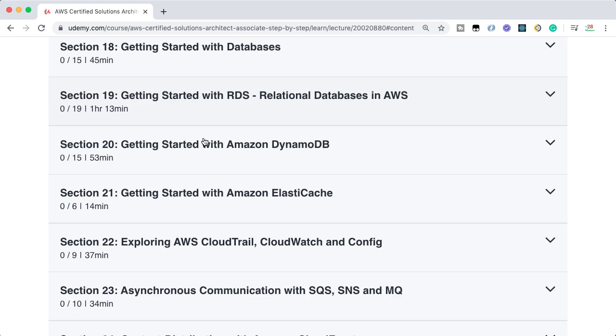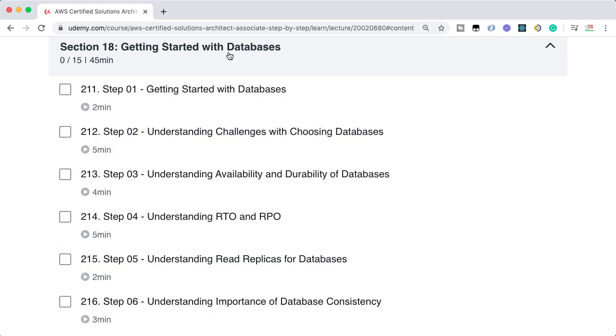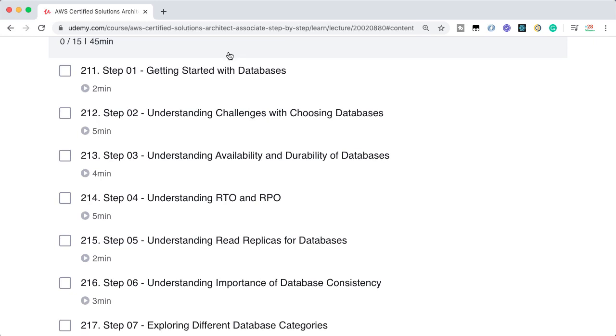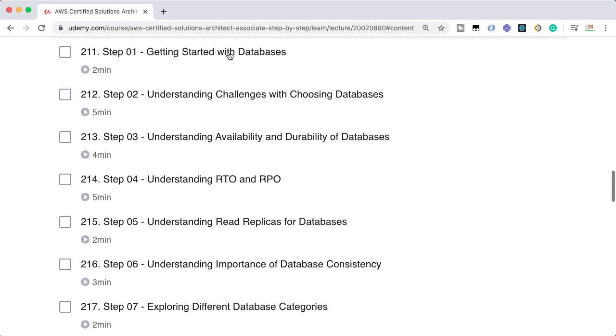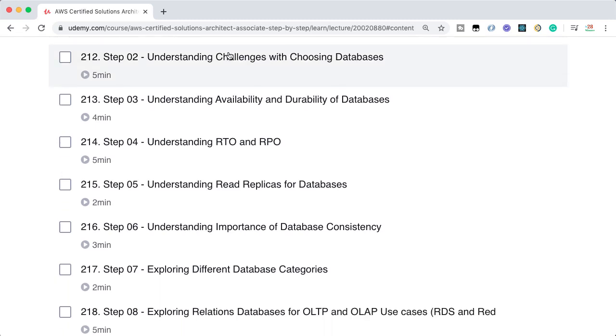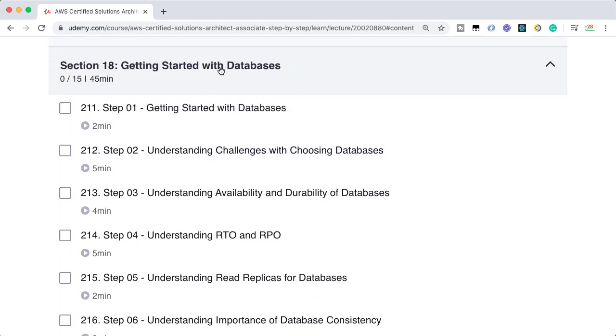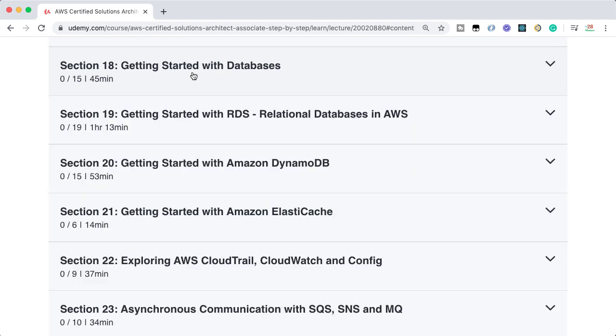We'll be focusing on databases. Section 18 is very important because there are a lot of decisions that you need to make when you are choosing the database. So section 18 is where we discuss that in depth. We'll understand the different challenges in choosing databases, and we'll understand the important architectural terms when it comes to databases. Availability, durability, RTO, RPO, standbys, read replicas, database consistency. So these are all very, very complex terms, and these are things you need to understand in depth, and that's what we'll be focusing on in section 18.